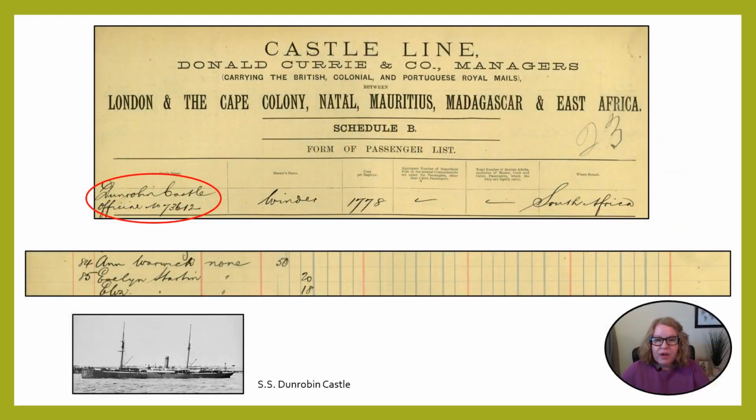Now, those FamilySearch records are really helpful because it gives us enough information to search for the actual passenger list. And we can use Find My Past's collection of passenger lists leaving the UK. And here is the passenger list for the SS Dun Robin Castle with Anne Warwick, aged 50, no occupation. And then we get the names of the girls, Evelyn, aged 20, and Elizabeth, aged 18.